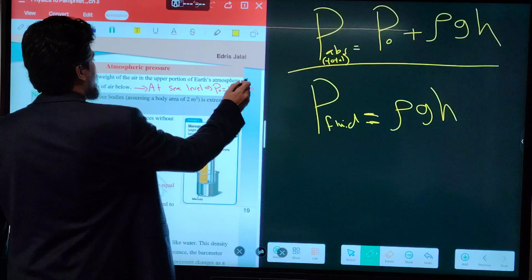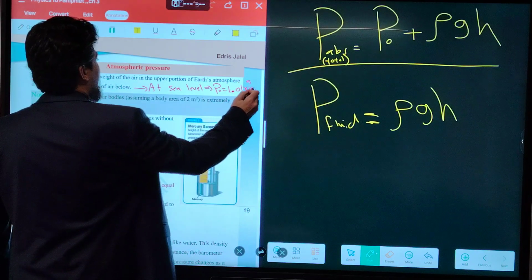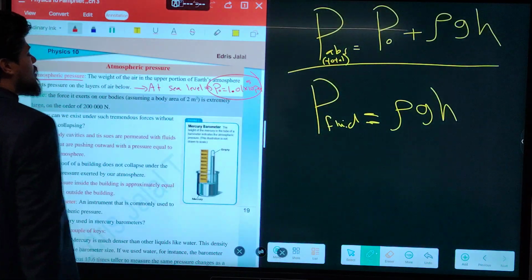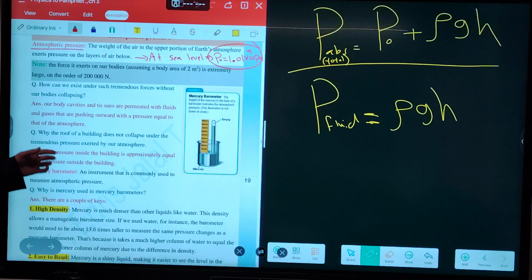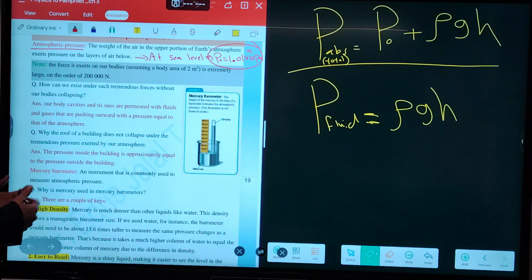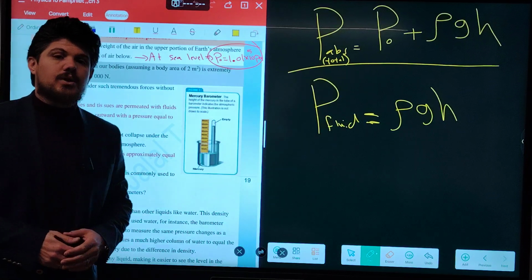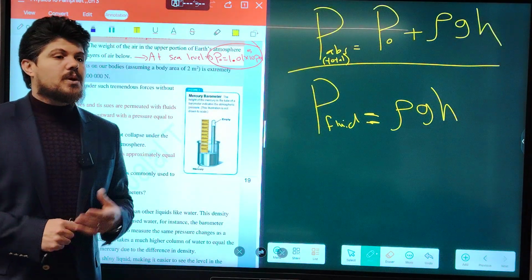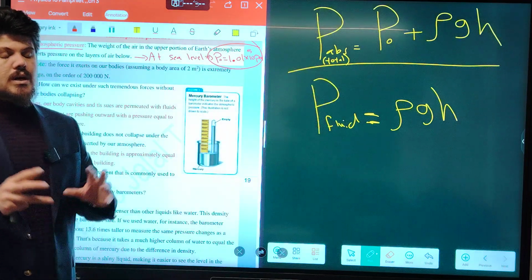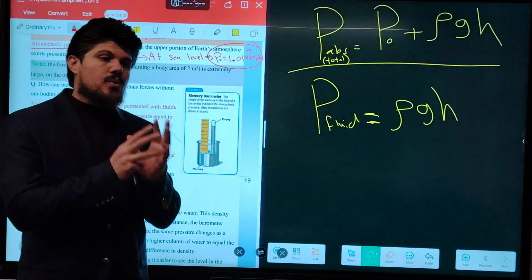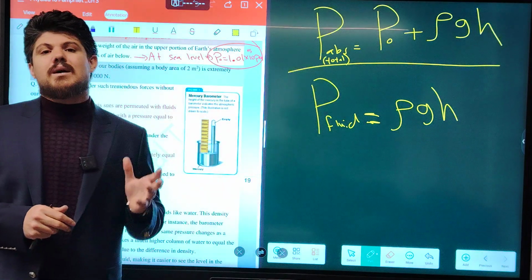1.01 times 10 to the power 5 Pascal. So you have to keep in mind this value of the atmospheric pressure at sea level. The force it exerts on our body, assuming the body is 2 square meters, is extremely large, on the order of 200,000 Newton per 2 square meters, but per 1 square meter it is approximately 100,000 Newton. So the force on 1 square meter is 100,000 Newton.